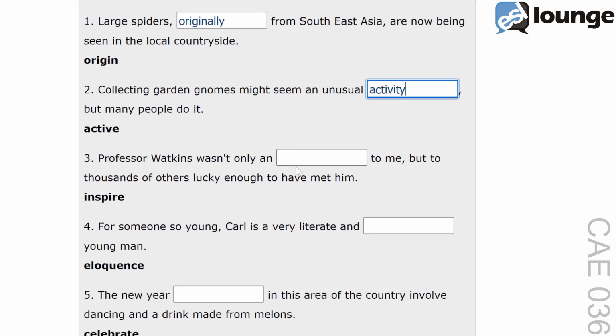Next up, question 3. Professor Watkins wasn't only a blank to me, but to thousands of others lucky enough to have met him. The base word is inspire. The correct form here is inspiration. Inspiration is a noun that refers to someone or something that motivates or stimulates creative thoughts or actions. It suggests a positive influence that encourages others. For example, the scientists' groundbreaking research served as an inspiration for future generations of scientists.